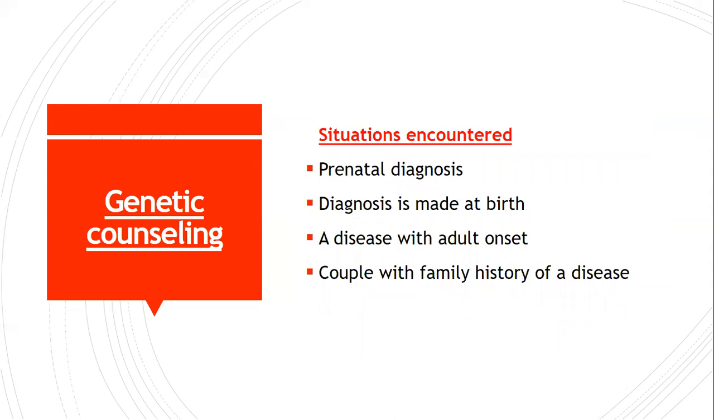Situations encountered for genetic counseling. That is prenatal diagnosis, when you have to make a prenatal diagnosis for a particular disease that is running in the family, or the diagnosis is made at the time of birth. Now you have to counsel the parents about that particular child and future children. A disease with adult onset, sometimes it is required, coupled with a family history of a disease.